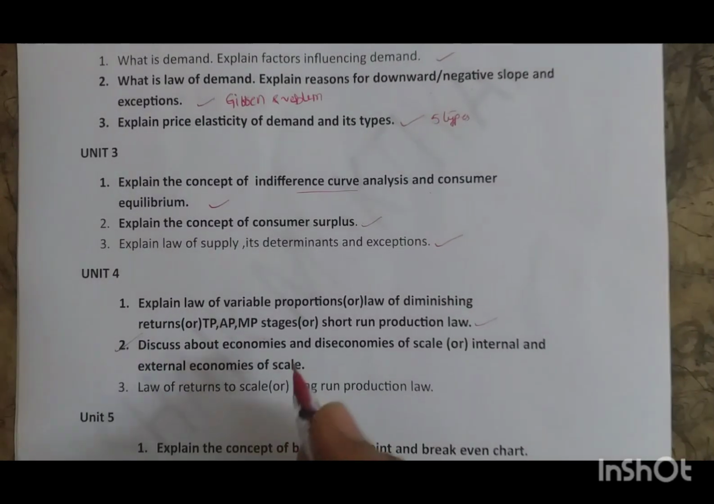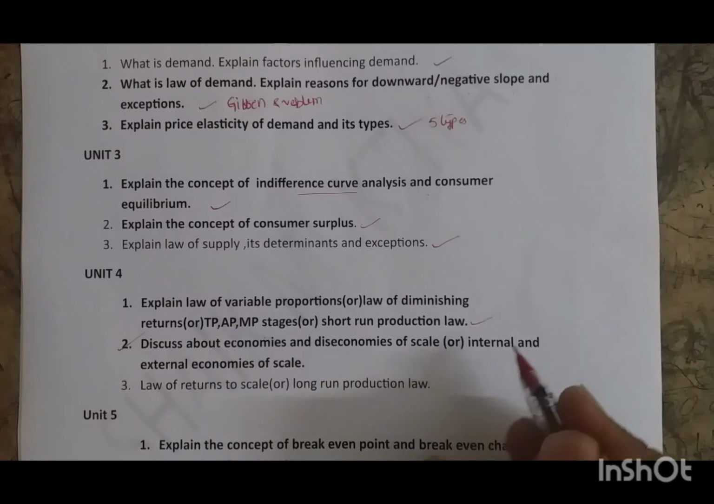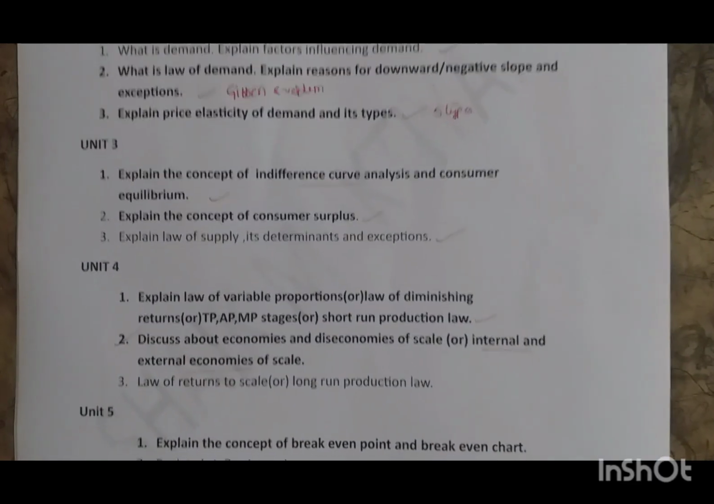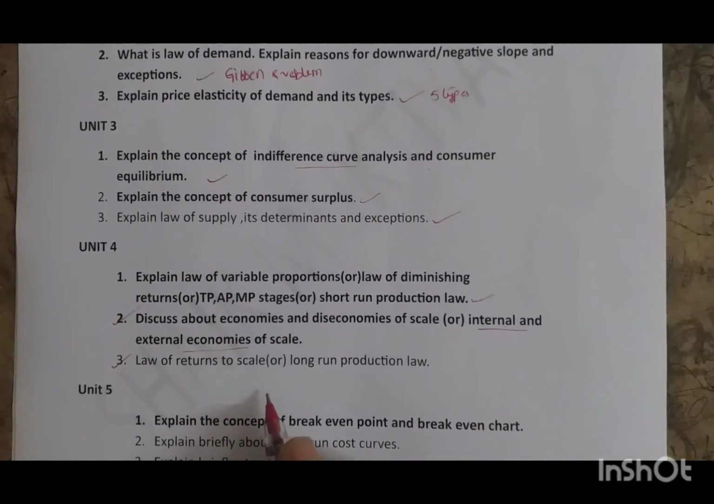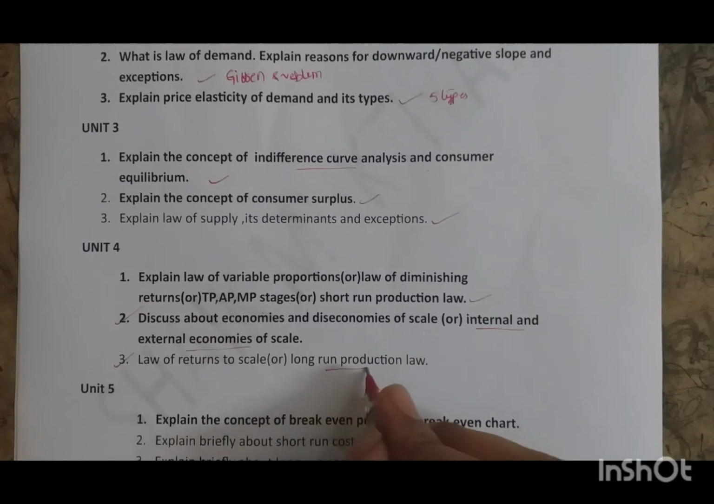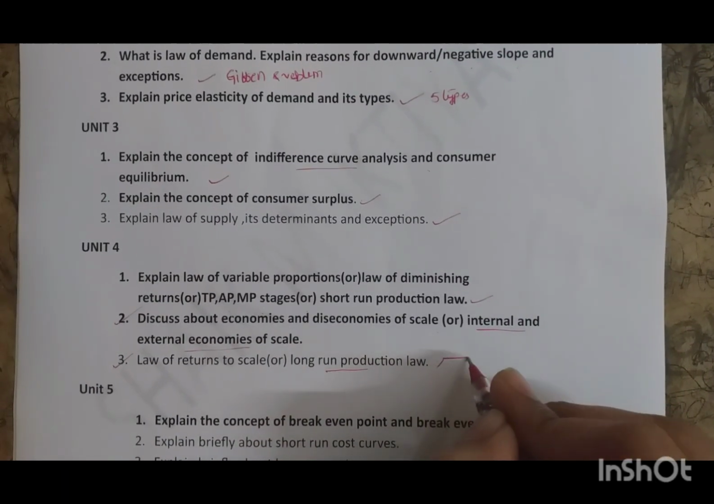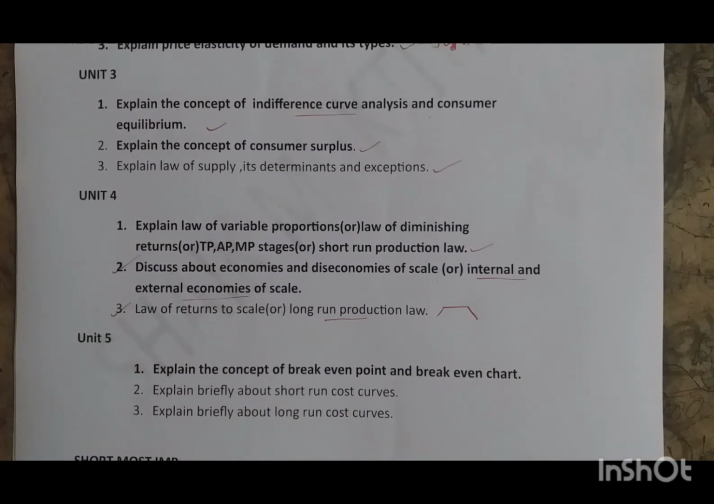Second very important question is: discuss about economies and diseconomies of scale, or he may ask the same question as internal and external economies of scale. Both are very important. Third important question is law of returns to scale, or this may be called long run production law, to explain. Here you will have increasing returns, constant returns and decreasing returns. This one you have to record.